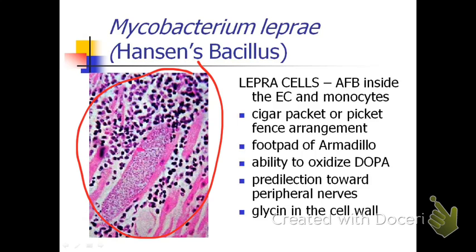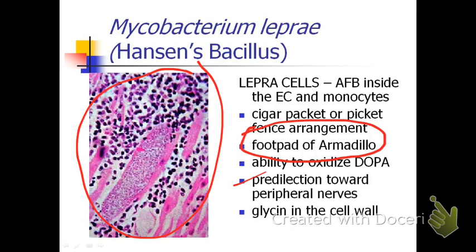You cannot cultivate Mycobacterium leprae even in LJ, American Thoracic Society, or Petragnani media. You have to catch an armadillo and try to inoculate it in its footpad. So how difficult could that be? They could oxidize DOPA, and they have a predilection toward peripheral nerves, which means that you could be numb, you could be insensitive once you are infected with Mycobacterium leprae. Someone could splash, let's say, boiling water onto your skin and you won't feel anything at all.